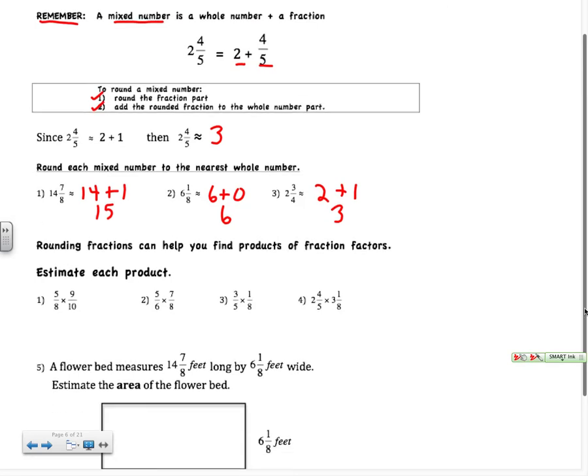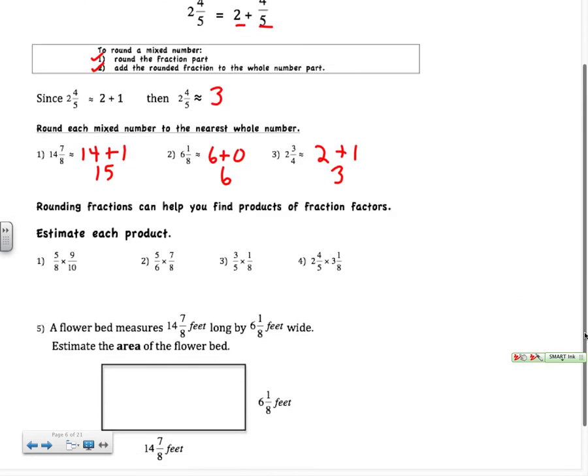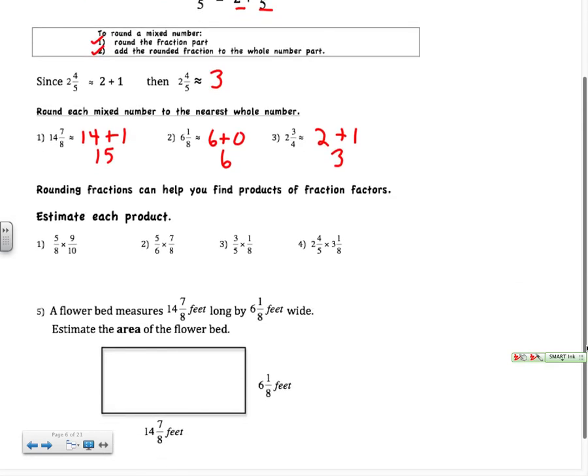Okay, so let's take a look at a few examples of what we've done so far. It says rounding fractions can help you find products of fraction factors. So our two factors for number 1 are fractions. Let's estimate each product. We do that by rounding. So 5/8 is about 1/2 and 9/10 is about 1. So an estimated answer, 1/2 times 1 is 1/2. Remember, any number times 1 is that number.